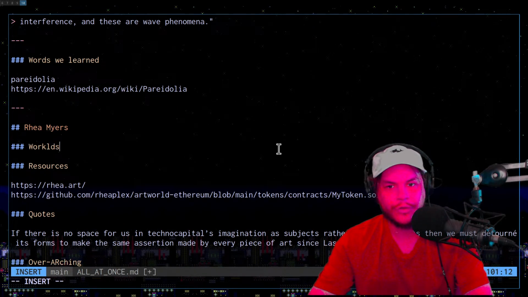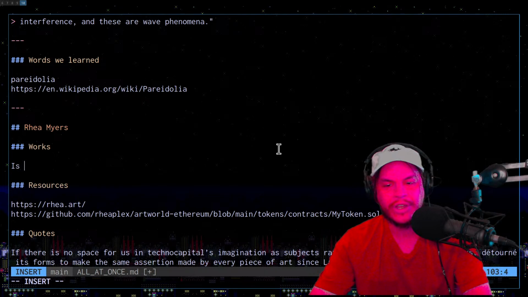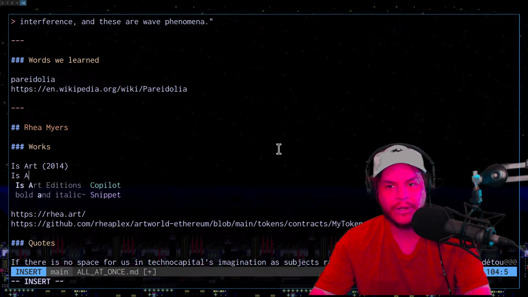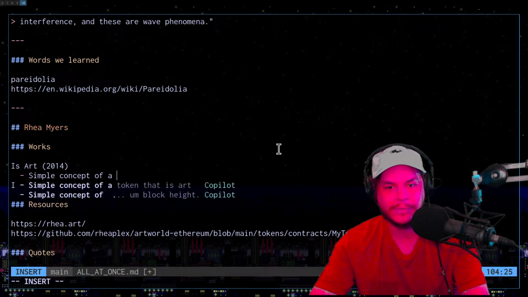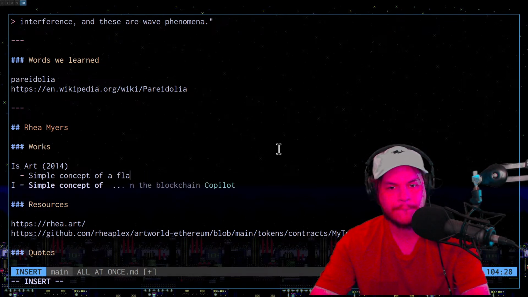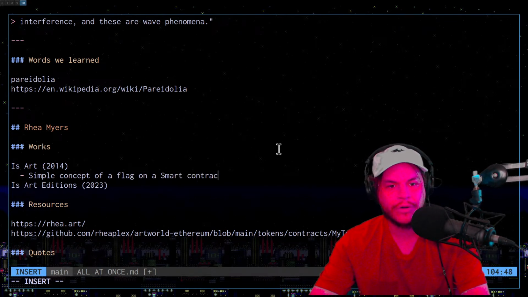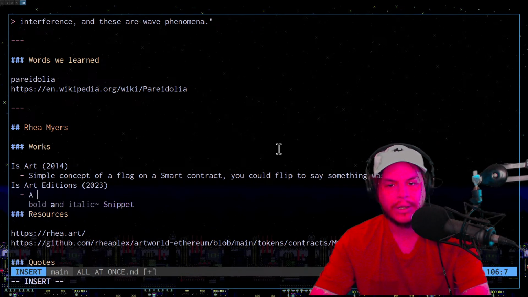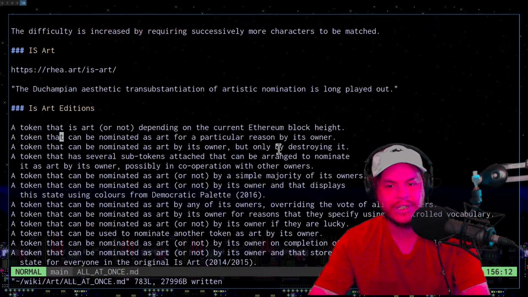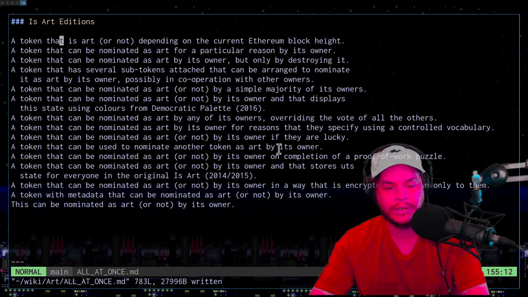Okay, so, words we learned. I mean, we're just going to call this works. So we're going to say there is Is Art, which is 2014. And then there are the Is Art editions, which happened in 2023. And this is the simple concept of a flag on a smart contract you could flip to say something was art. A series of, I believe, 16. If we go down here, here's actually the list here.